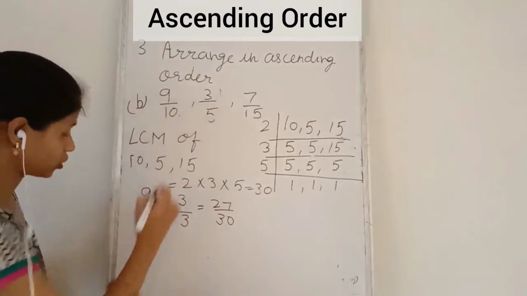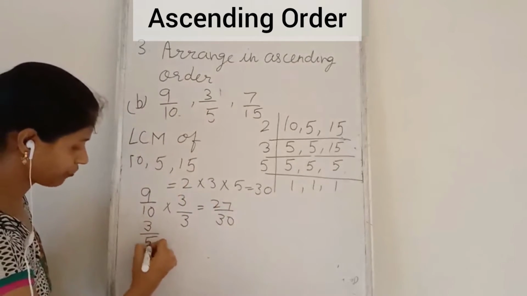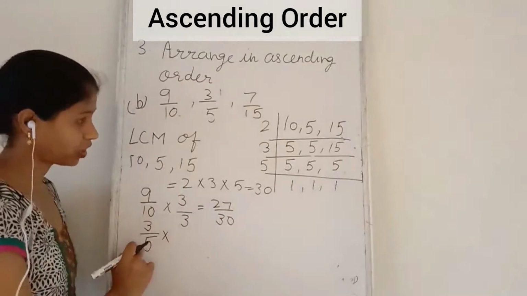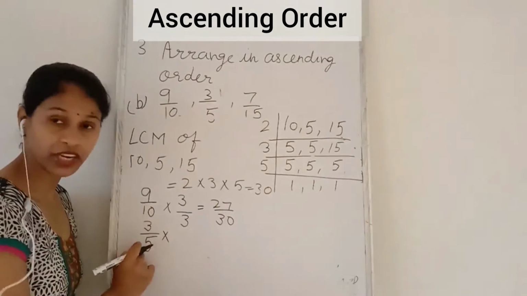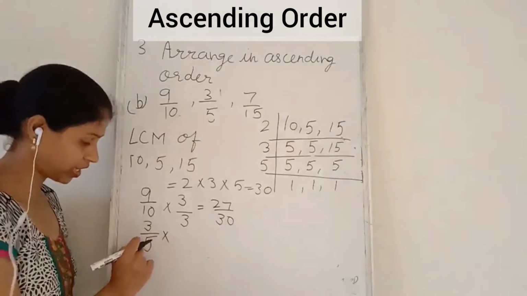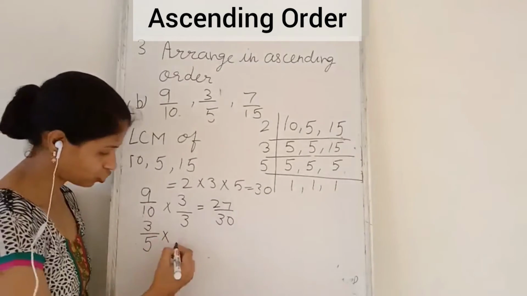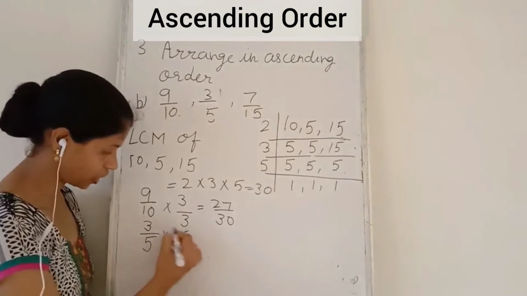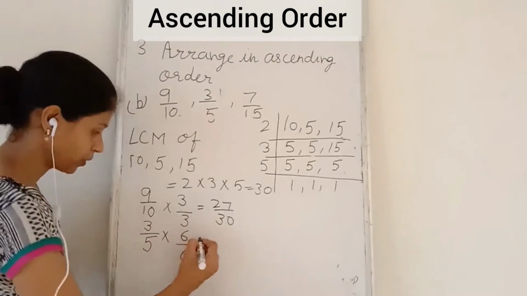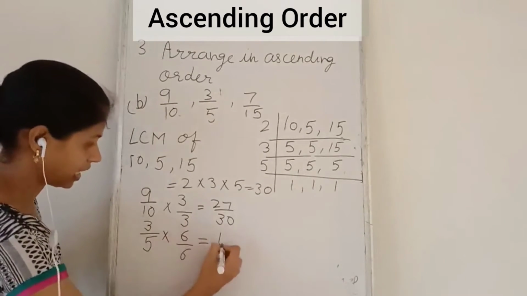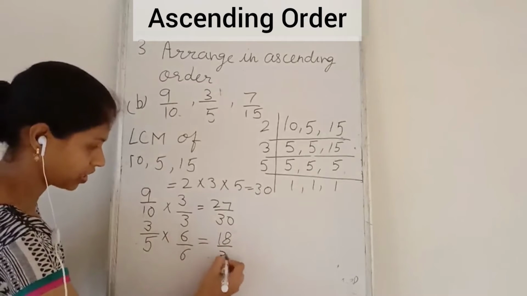Now the next fraction is 3 by 5. Again we will convert the denominator into the LCM. The LCM is 30 and we have 5. So 5 6s are 30. So we are multiplying by 6 in the numerator and denominator both. So 3 6s are 18 and 5 6s are 30.